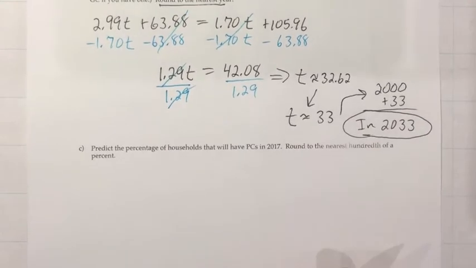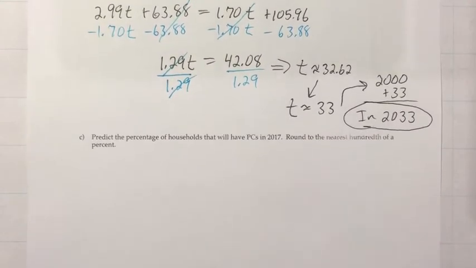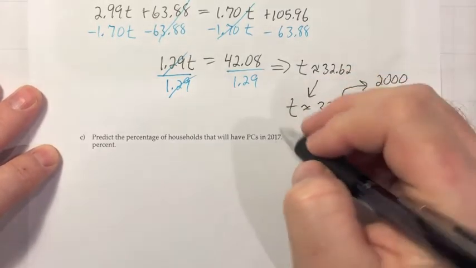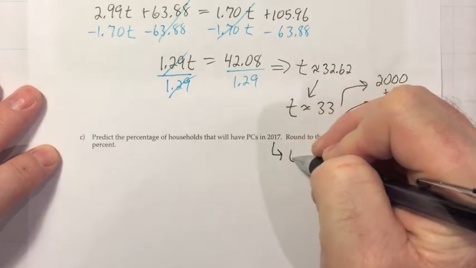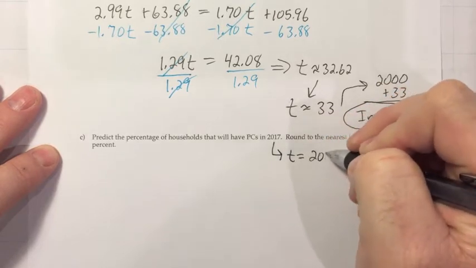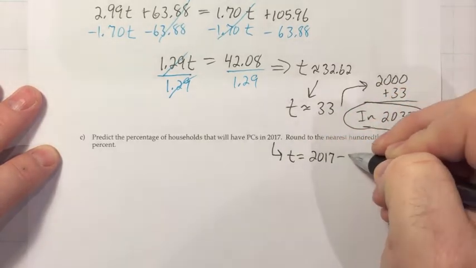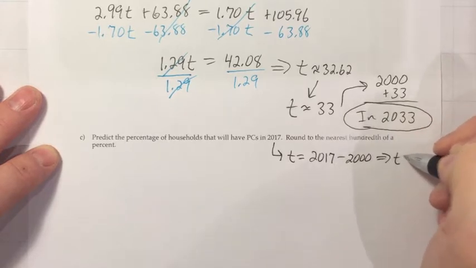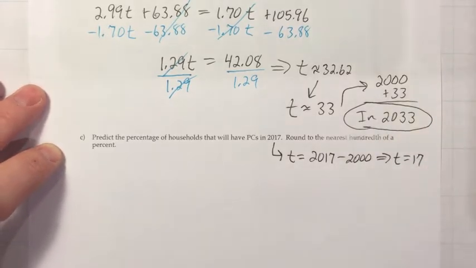All right, they've got one part left for us. Let's go ahead and read what they want us to do there. Predict the percentage of households that will have PCs in 2017 and round the result to the nearest hundredth of a percent. So the first thing you need to do is figure out T. So T is equal to the year they're talking about, 2017, minus the starting year, which is 2000. So that means we're going to be working with a T equals 17 in this problem.